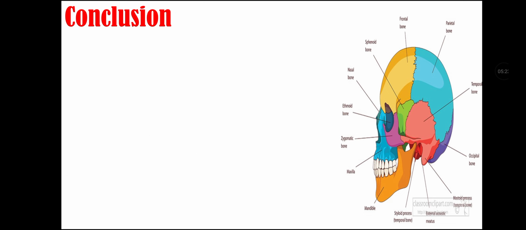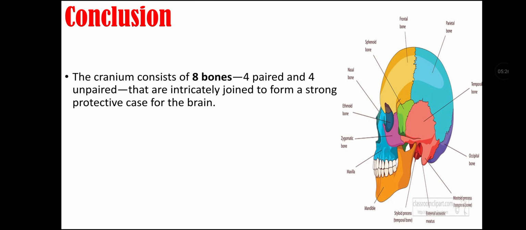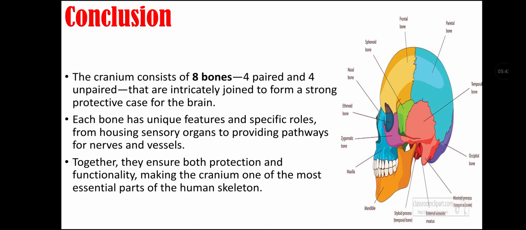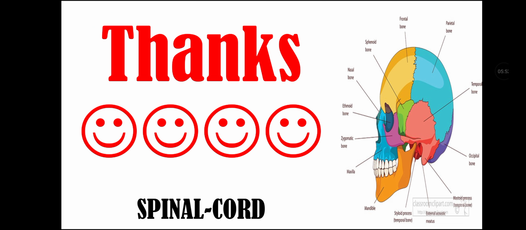Conclusion of this lecture video. Cranium consists of 8 bones, 4 of which are paired bones and 4 are unpaired bones that are intricately joined to form a strong protective case for the brain. Each bone has unique features and specific role from housing sensory organ to providing pathways for nerves and vessels. Together they ensure both protection and functionality, making the cranium one of the most essential part of human skeleton. And this was all about cranial bones.